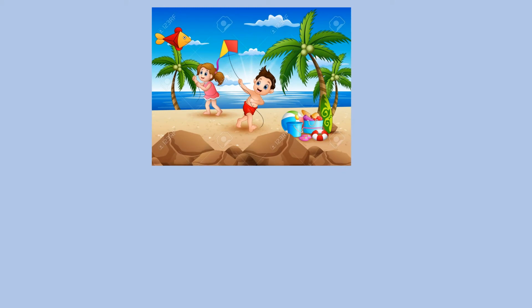Now let us look at this picture and make some sentences looking at it using the words have and has. We look at the girl first. The girl stands for she also. The girl has a fish kite. A kite is in the shape of a fish. So the girl has a fish kite. So here we have used the word has. The words has and have show you that it belongs to someone. It belongs to you or to somebody else, that it is yours.